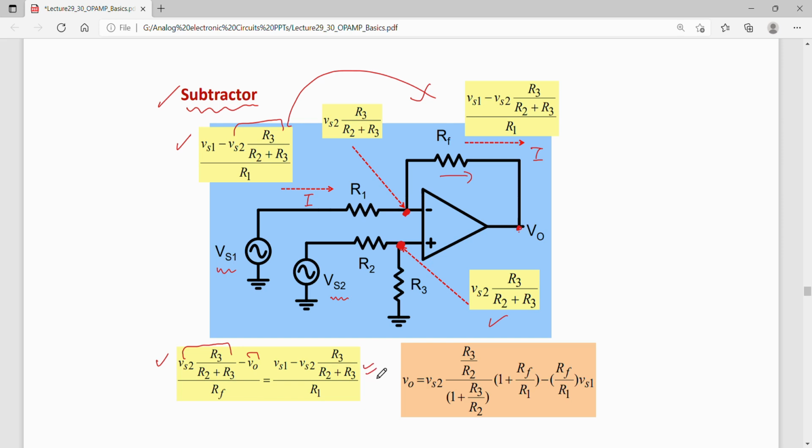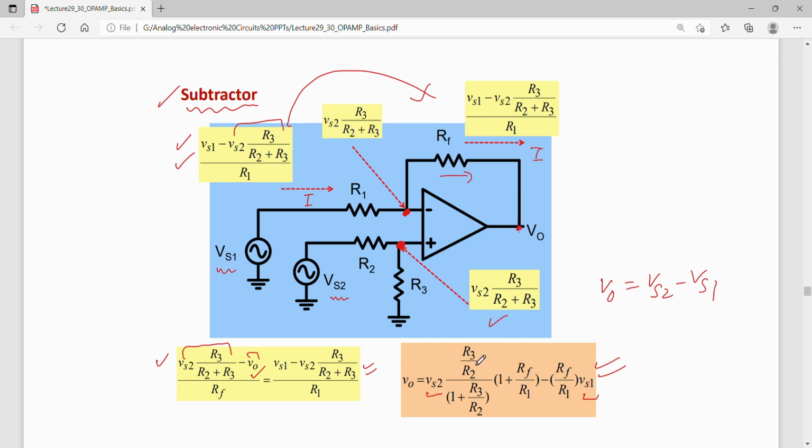Okay, that is, I have now two relations, where one relation has V0 present, and this is the other relation. Now using these two relations I can write V0 finally as this much. Now this V0 contains Vs2 minus Vs1. That is, this will act as a subtractor, that is V0 will be equal to Vs2 minus Vs1 if all these resistances are equal.